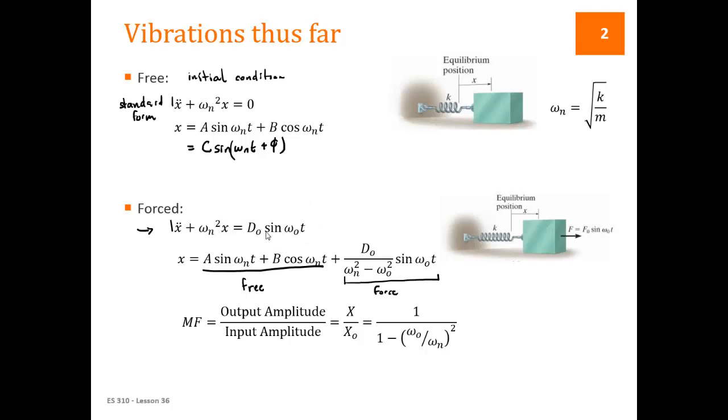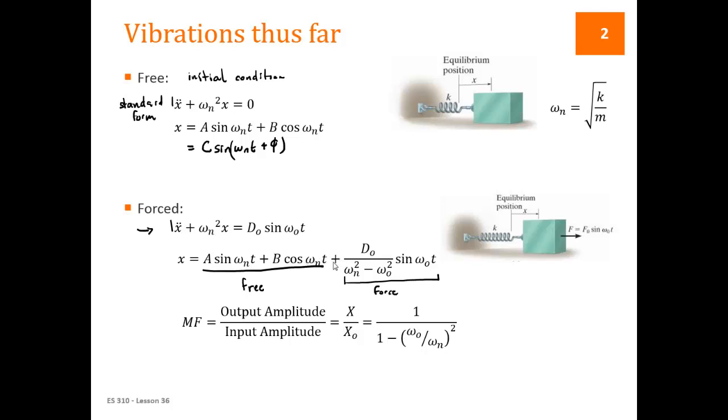So we have d naught, which is whatever the coefficient of the sine or cosine term is. Omega naught is the forcing frequency, the frequency of the forcing force. And so from the standard form, we can find omega n, we can find d naught, we can find omega naught. To find A and B in both of these equations, we use initial conditions.